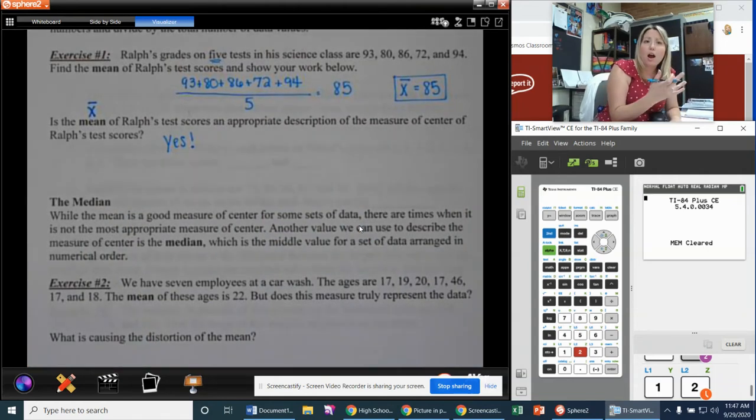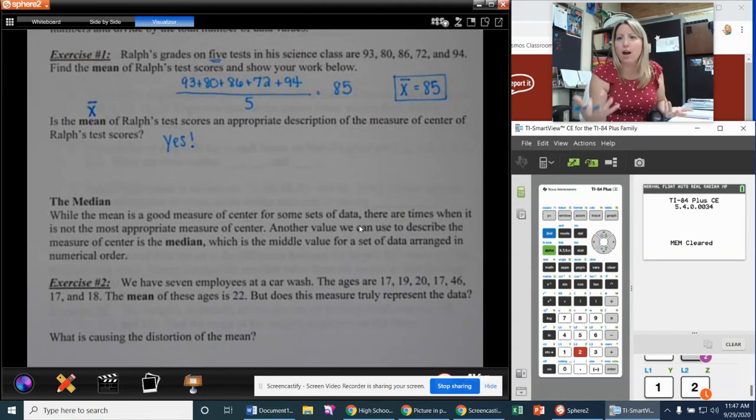That's why we use it for grading, right? I add up all your test scores, total number of points you've gotten on all your test scores, and I divide it by how many total points you could have gotten on all of your test scores. That's how I figure out your test average.